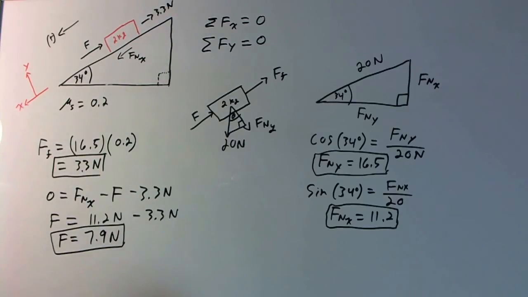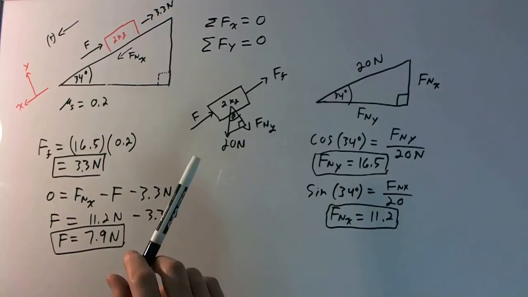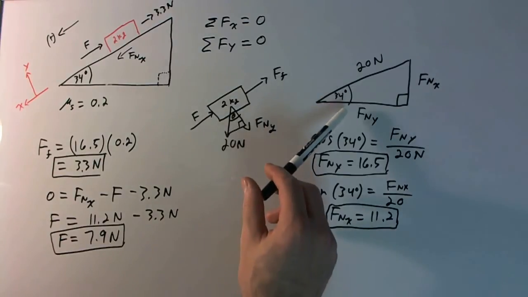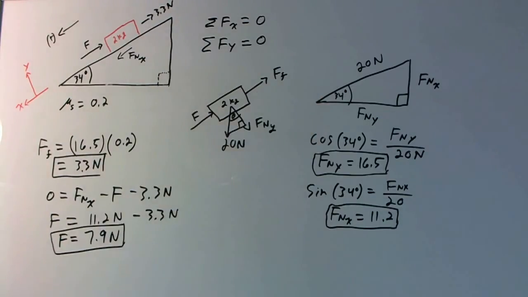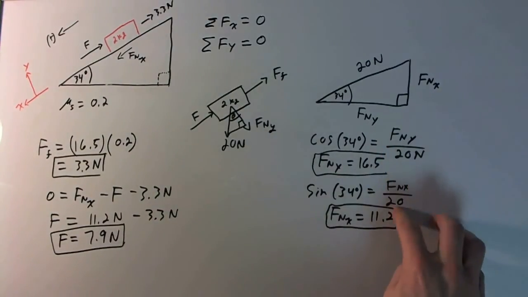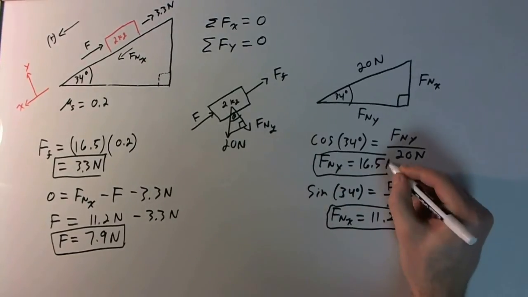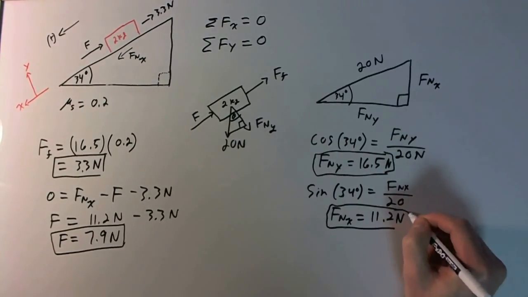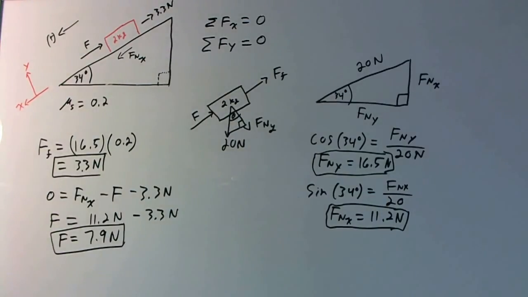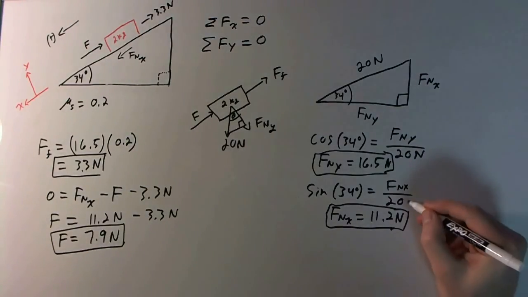In this case, it's Fn sub Y, the side adjacent to 34 degrees, divided by the hypotenuse, in this case 20 newtons. You do the arithmetic, and you get that Fn sub Y is equal to 16.5 newtons. Ultimately you can do the same thing for the sine. The sine of 34 degrees is going to be equal to the opposite side divided by the hypotenuse, which is also in newtons.